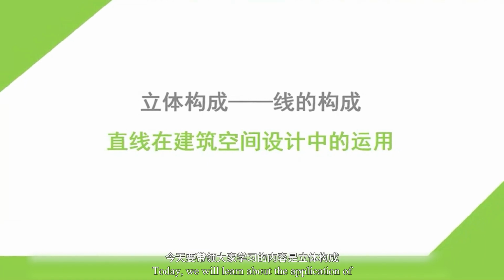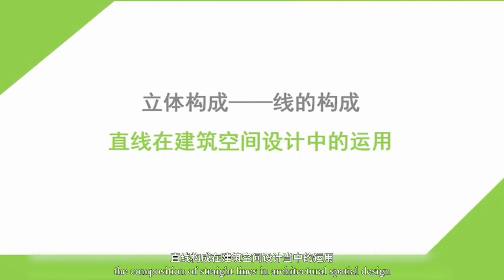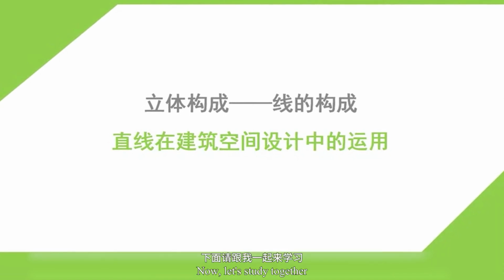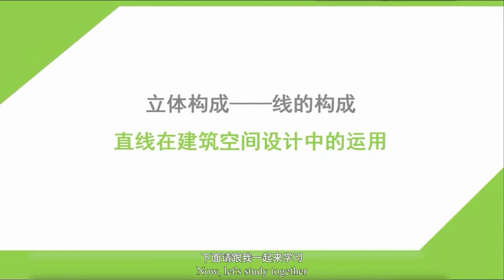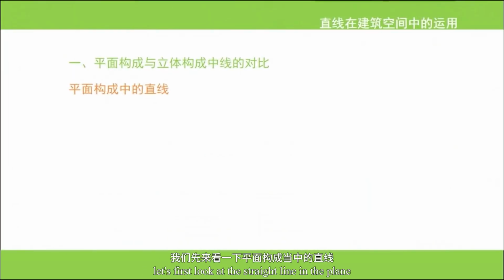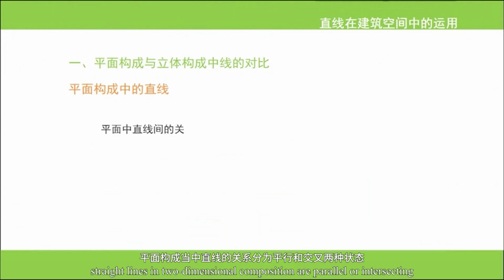Today, we will learn about the application of the composition of straight lines in architectural spatial design. Now, let's study together. We're learning the three-dimensional composition of lines. Let's first look at the straight line in the plane. As we all know, straight lines in two-dimensional composition are parallel or intersecting.